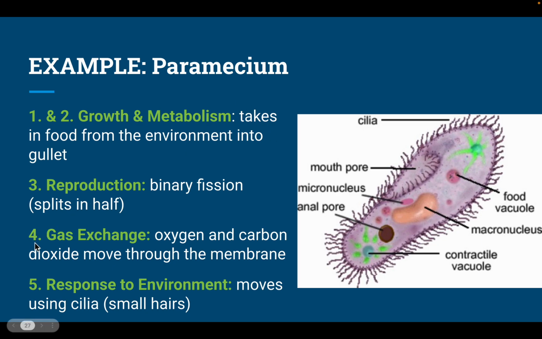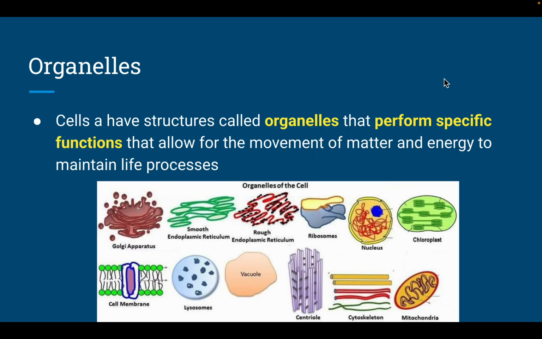They do cell process 4, gas exchange. Paramecium bring oxygen into the cell through the cell membrane. Remember, that's the edge of the cell. And then they also let carbon dioxide out of the cell, going through the cell membrane. Number 5, this type of cell, paramecium, responds to its environment. It has all of these little hairs around it. They're called cilia. These help the paramecium swim so they can move towards food or away from predators that might eat them.